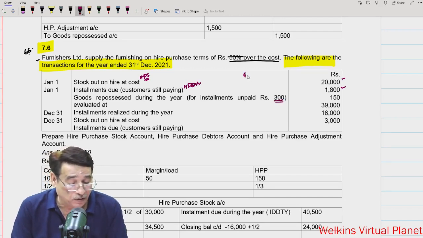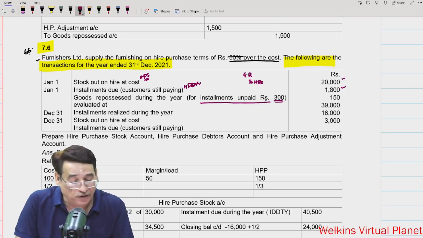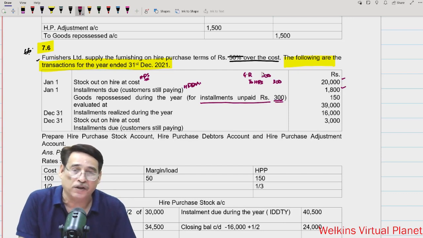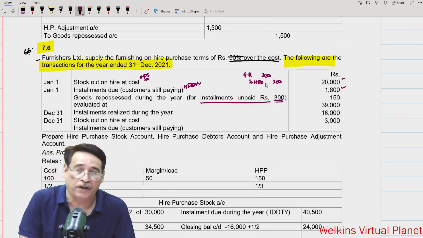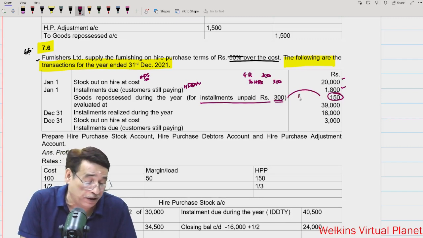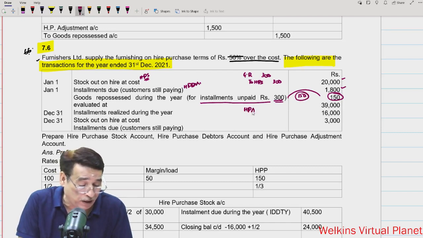When we repurchase the goods, our entry will be goods repurchased account debit to hire purchase debtors account. Installment unpaid 300 means these installments were due and the customer did not pay. I will reduce the debtors by 300 because I have taken back the item. However, we estimated it for only 150, so there will be a loss of 150. This loss will be debited to hire purchase adjustment account, and our entry will be hire purchase adjustment account debit to goods repurchased account. This entry we are going to pass for 150. Correct?